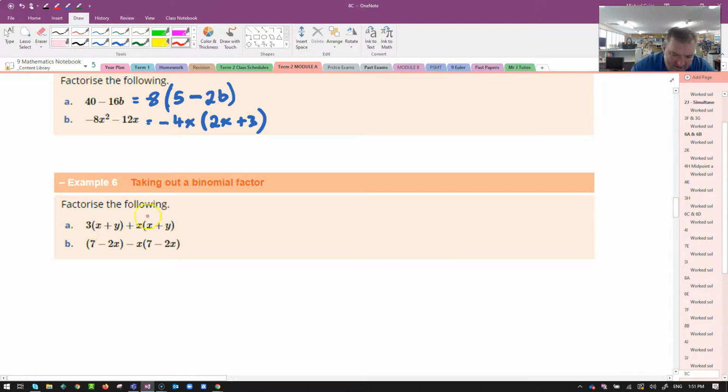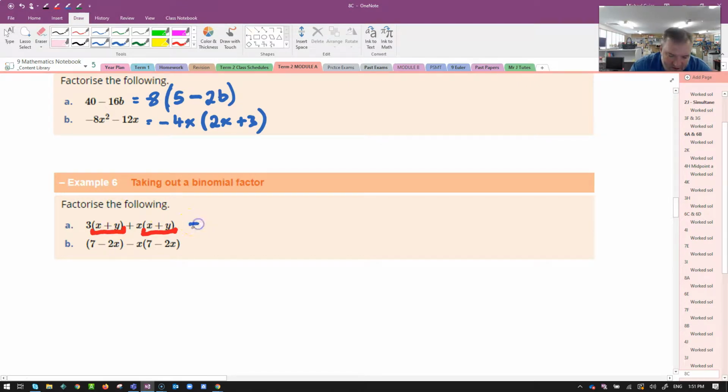The 3 doesn't seem to have anything else to go with, so that can't be part of my common factor. But what is part of my common factor is the entire bit in brackets there, the x plus y. That's common in each term. It's common to both terms. There's an x plus y in the first term and an x plus y in the second term.